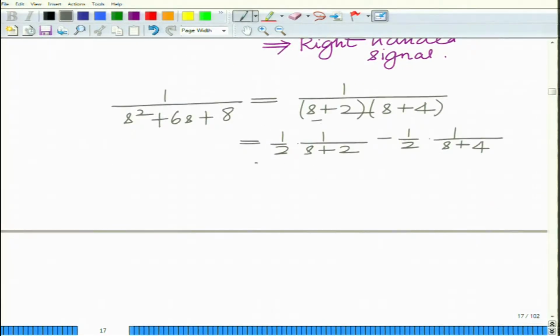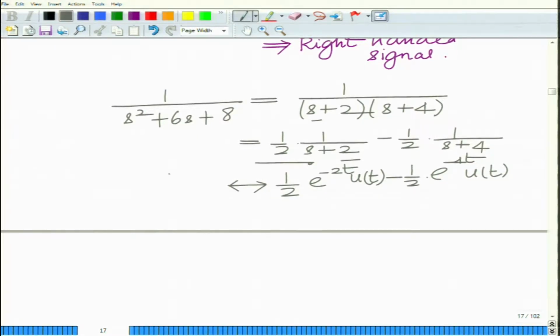Now, remember for a right handed signal half 1 over s plus 2 is half e raised to minus 2t u(t), minus half 1 over s plus 4 corresponds to, has the inverse Laplace transform e raised to minus 4t u(t). So, this is the inverse Laplace transform of 1 over s square plus 6s plus 8. Okay.